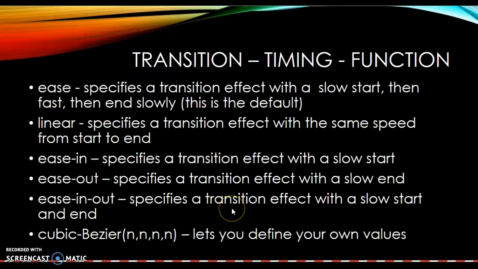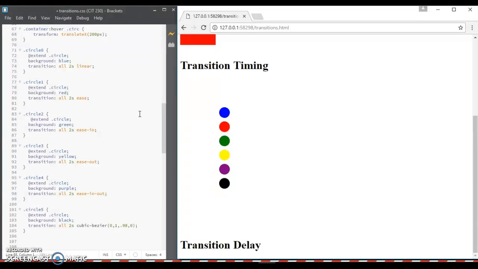And then you also have the cubic Bezier function. This allows you to define your own values, which means you can have an object move and then stop for a period of time and then move again. That's your choice. In this example, I will be using the transform translate function to demonstrate how the transition timing function works. Basically, what translate X means is that it'll move the object, which is the circles, 200 pixels to the right.